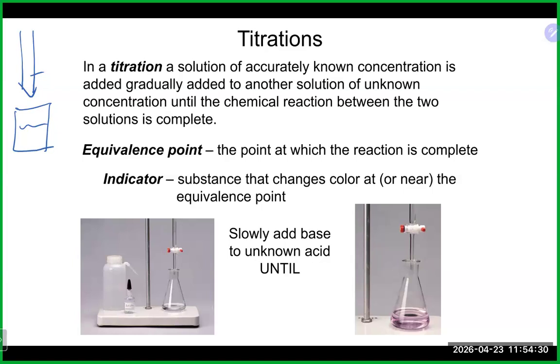Do you guys do that in 50 still, like equivalent masses? Equivalent masses still? Wow, that's old school.